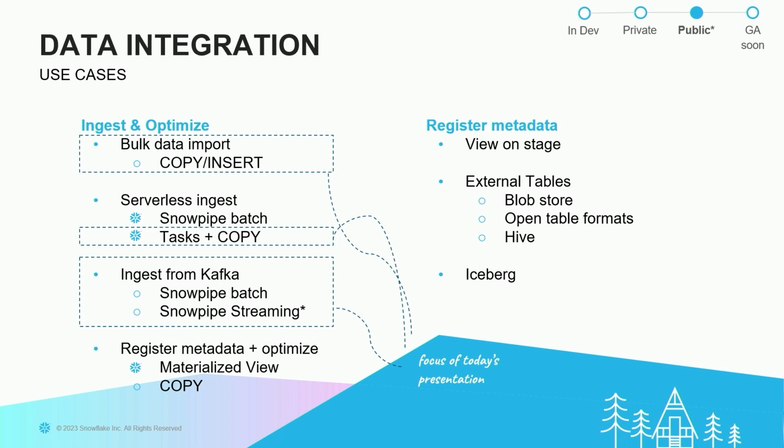The one we're focusing on for the rest of this presentation that Dmytro talked about is this COPY and INSERT. We're going to show the behavior of that. We're going to show tasks in that serverless ingest piece, and we're going to show you some of the new Kafka pieces. So how does the Snowpipe batch perform? How does streaming work? And then I also have some information around the streaming SDK.